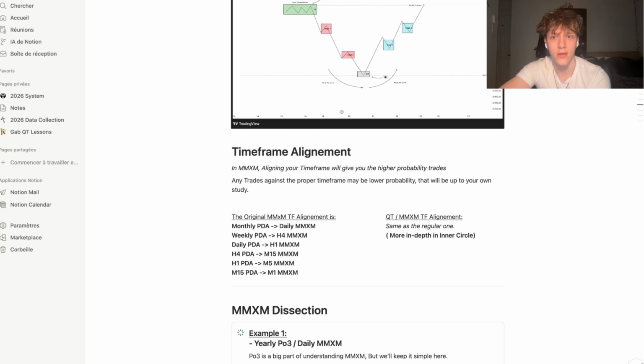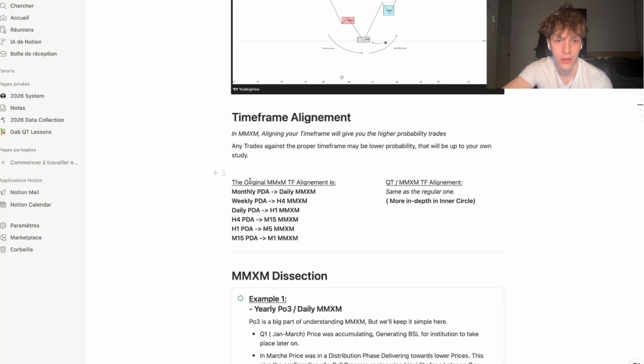You need to study it and understand why it worked, why it didn't. I personally never do that. I just follow the time frame alignment. So the time frame alignment goes like this: monthly PDRA, daily market maker model; weekly PDRA, 4-hour market maker model; daily PDRA, 1-hour market maker model; 4-hour PDRA, 15-minute market maker model; 1-hour PDRA, 5-minute market maker model; 15-minute PDRA, 1-minute market maker buy model or sell model, whatever.